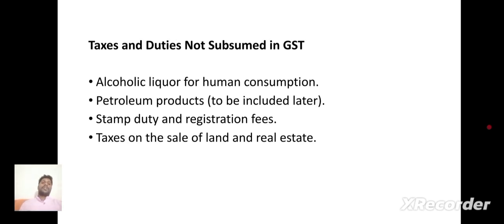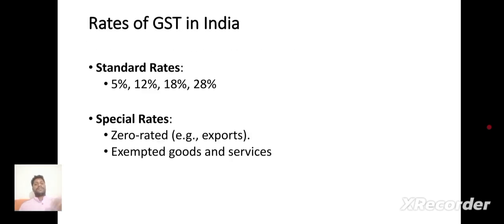Taxes and duties not subsumed in GST: alcoholic liquor for human consumption, petroleum products to be included later, stamp duty and registration fees, and taxes on the sale of land and real estate.